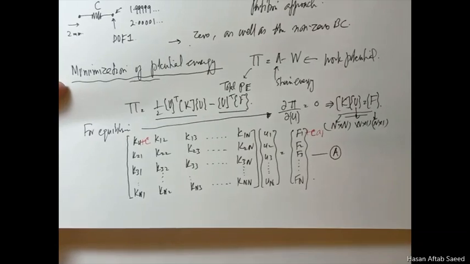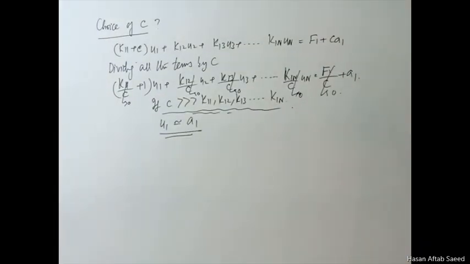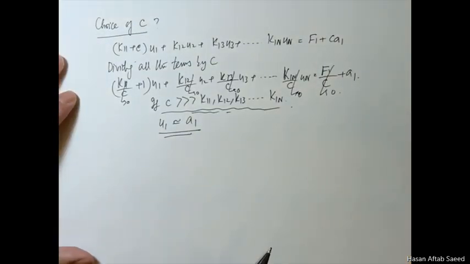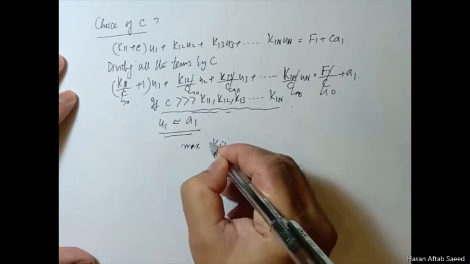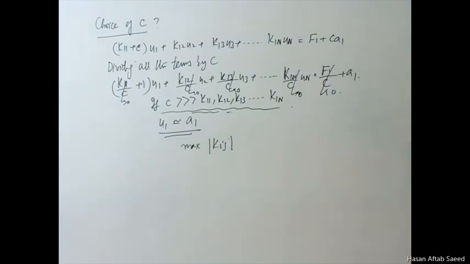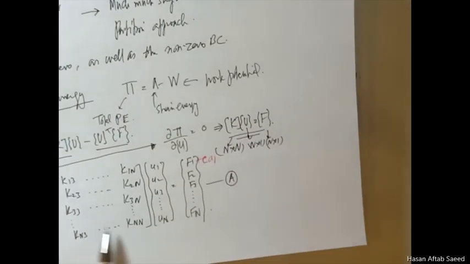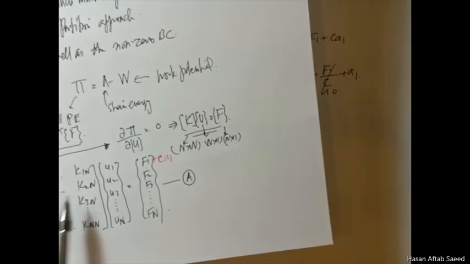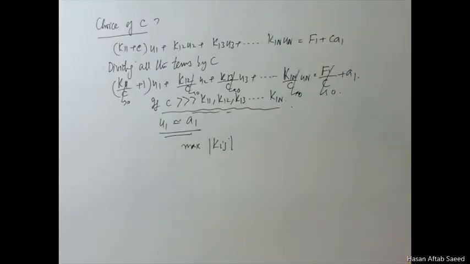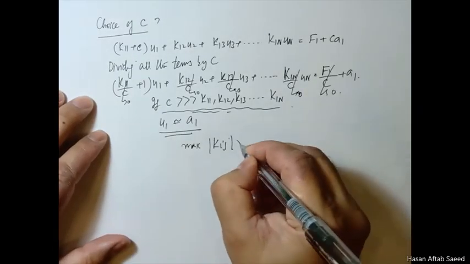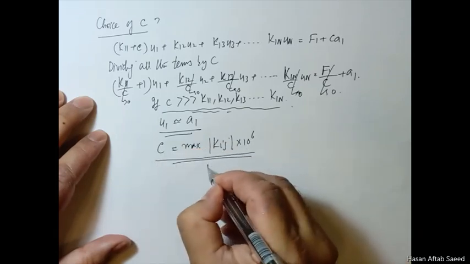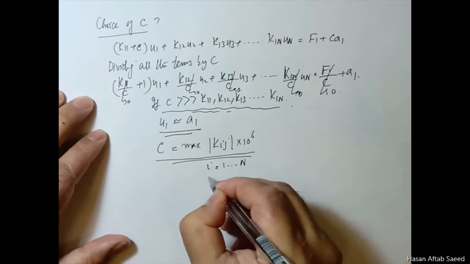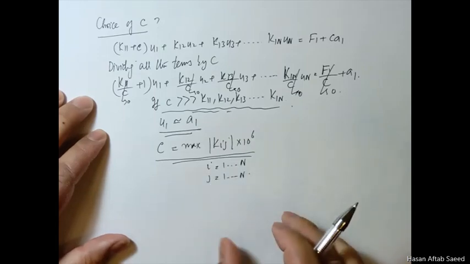So a safe method is, instead of only looking at this one line, you look at the whole K matrix and find out the maximum Kij value. And generally you will find that value most probably in one of the diagonal elements. But basically we're talking about the maximum value of Kij, and simply multiply it by 10 raised to the power 6. This is what your C should look like, with i from 1 to n, j from 1 to n. So we're talking about the whole matrix.